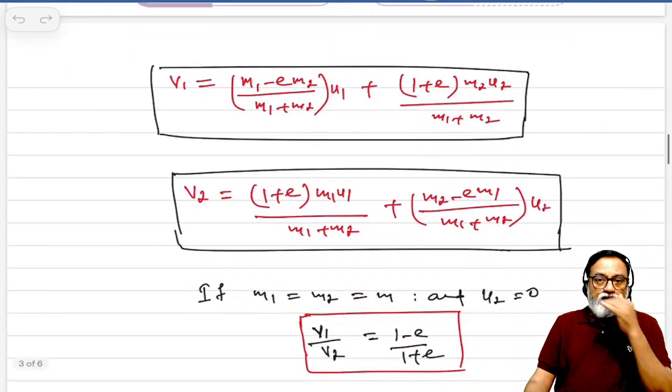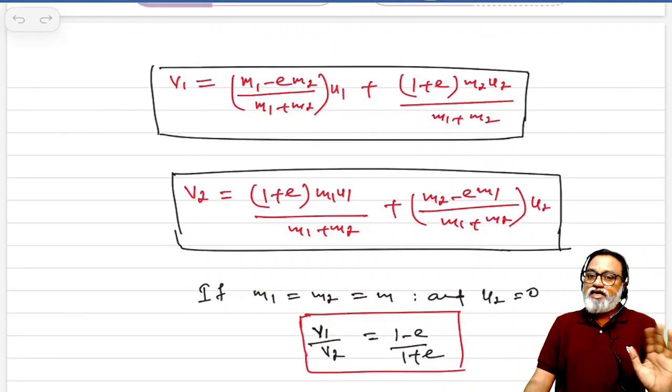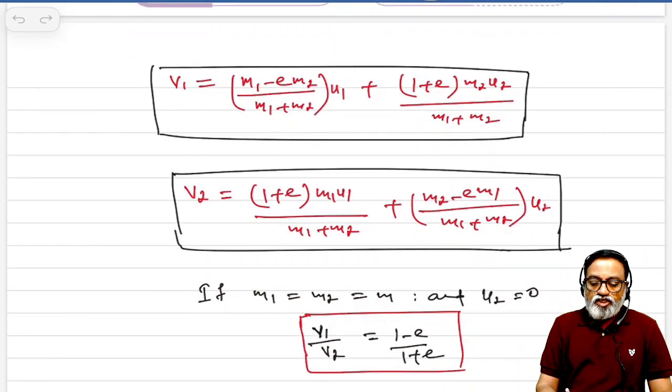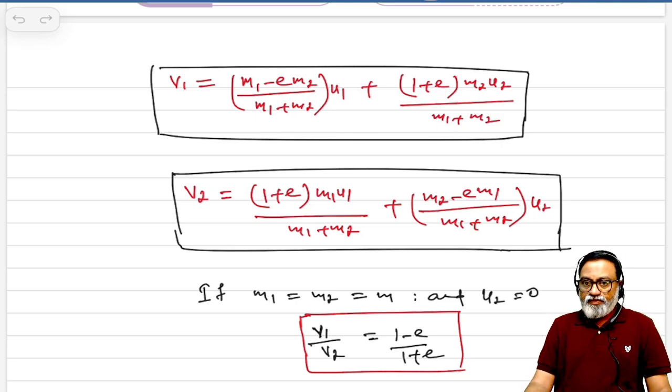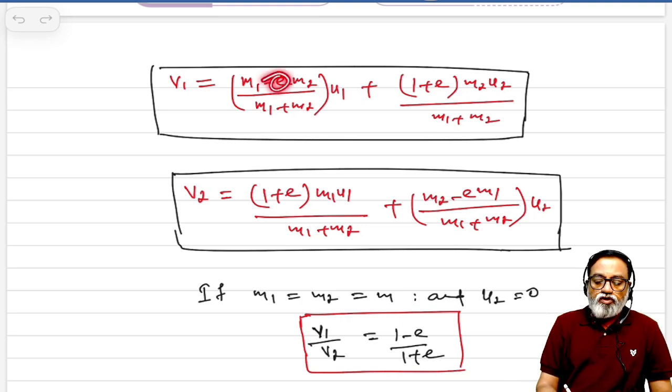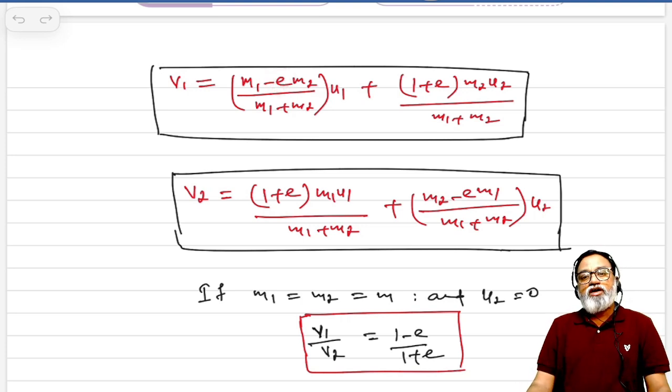This is the general formula. We can use both for elastic and inelastic collision. Here v1 is equal to (m1 minus e m2) by (m1 plus m2) into u1, plus (1 plus e) into m2 u2 by (m1 plus m2). For example, if it is elastic collision, e is equal to 1, then put e equal to 1 here, and we can get the earlier formula.